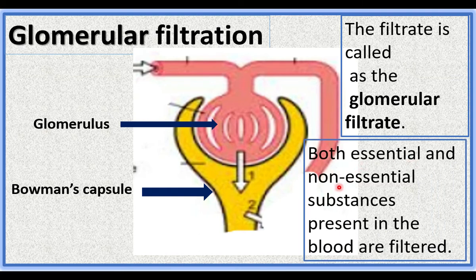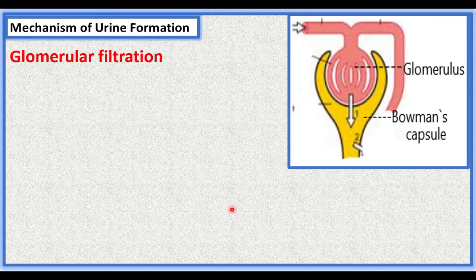Both essential and non-essential substances present in the blood are filtered. So what should be done? The useful materials which are filtered should be again taken back into the blood. The useful materials are again collected from the tubular part and sent into the blood. That is the second step of urine formation. Okay, let us learn some more things about glomerular filtration before we move on to the second step.